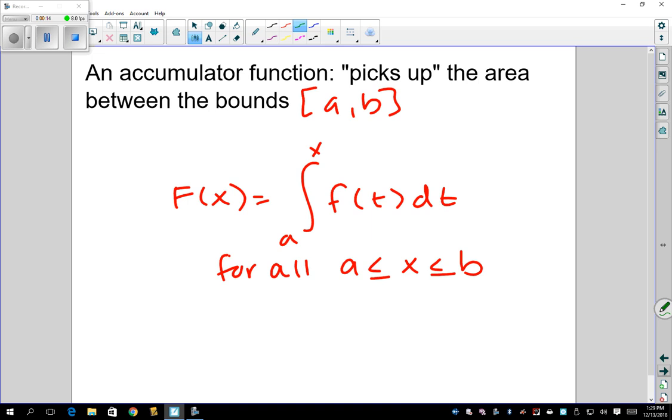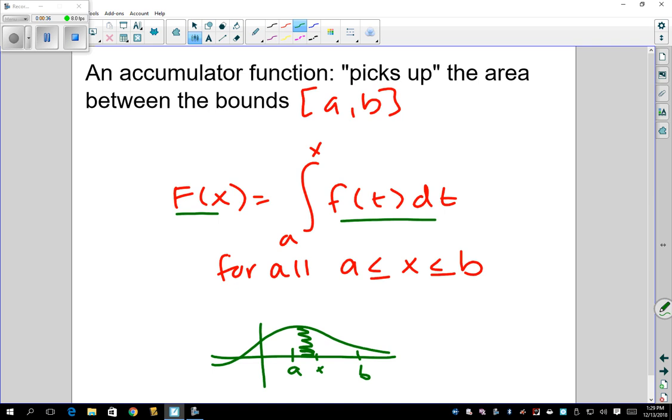We're introducing this new idea today called an accumulator function, and basically it picks up the area between the bounds. So if I'm looking at just this function right here, and my bounds are, let's say, from a to b, any x I choose in this interval, that area underneath the curve can be represented by this function right here. And so we just say it picks up that area between a and x, where x is between a and b.